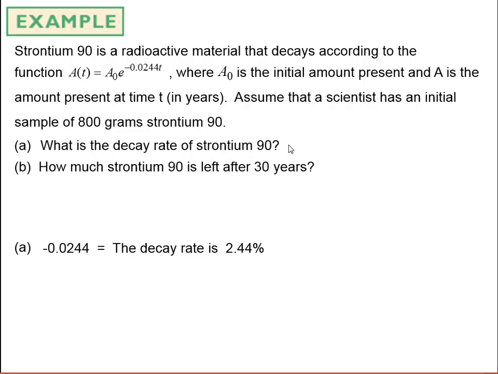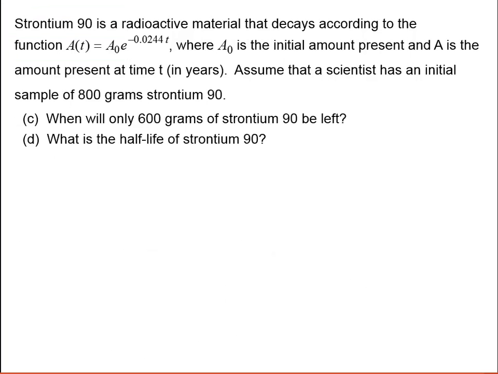Letter B says, how much strontium-90 is left after 30 years? Similar to what we did in the prior problem, we're plugging in 30 for the time. So we're going to just plug into the equation, take out our calculator, and give that value. In this case, we have 384.76 grams.